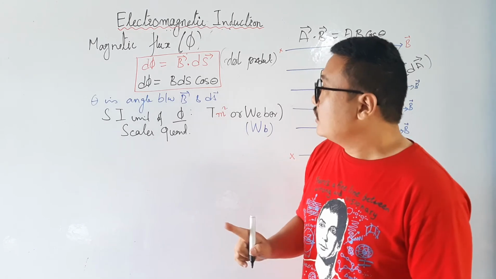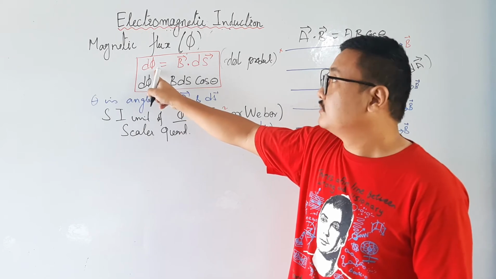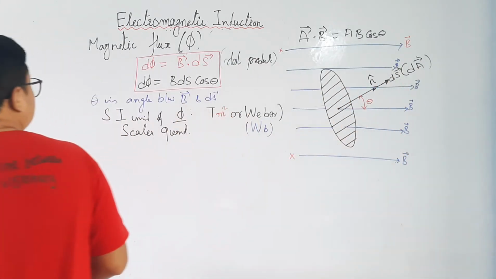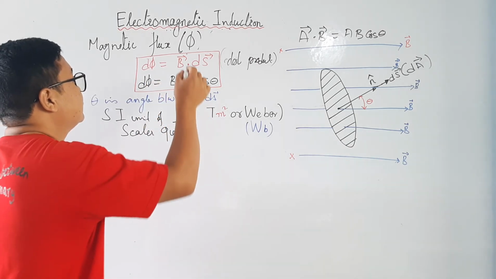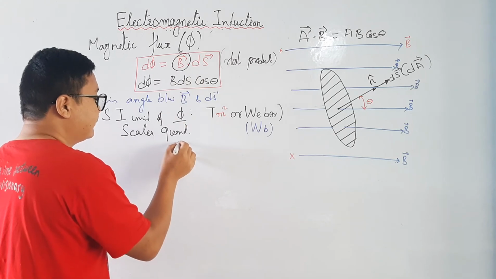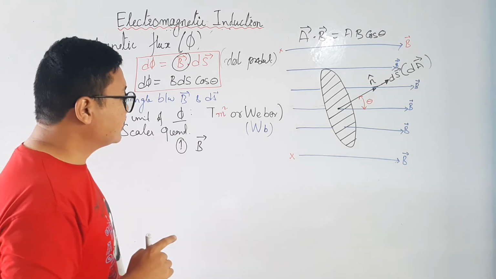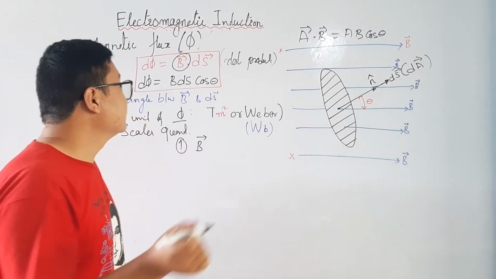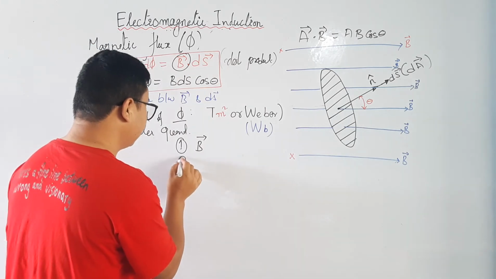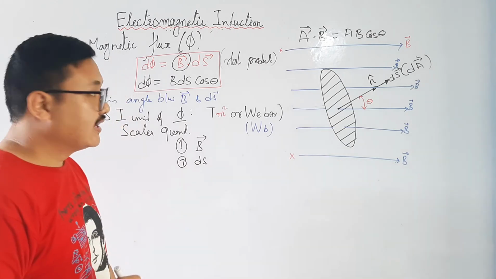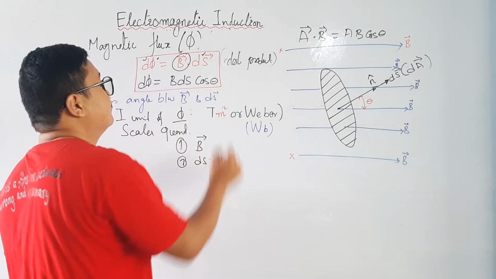Next, on what factors does the magnitude of this magnetic flux depend? Number one factor is the magnetic field, very important. It depends upon the magnetic field. If the strength of the magnetic field is large, then the flux will also become large. Number two is ds, that is area. If the area is large, then the magnetic flux will become large.